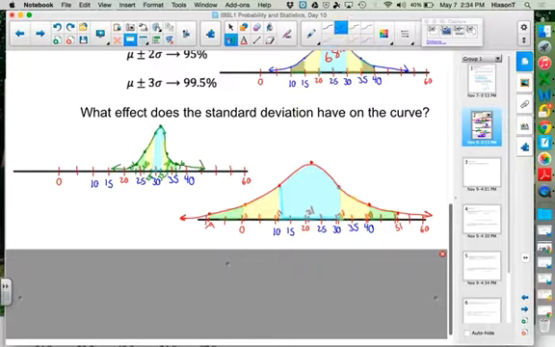So again, look at this. Here, I have 68%. Here, I have 68%. It doesn't matter how big the picture is. It matters what your mean and standard deviation are.